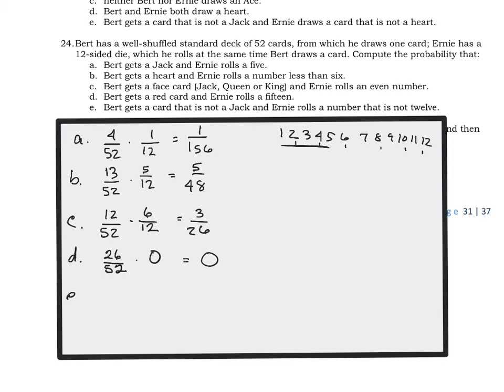Okay, E, Bert gets a card that is not a jack. So remember, there are 4 jacks. So that's 58 cards left over. And Ernie rolls a number that is not 12, so there's going to be 11 choices of sides of the die that aren't 12, so that's 11 out of 12. And so again, when everything reduces, I'll get 11 out of 13.